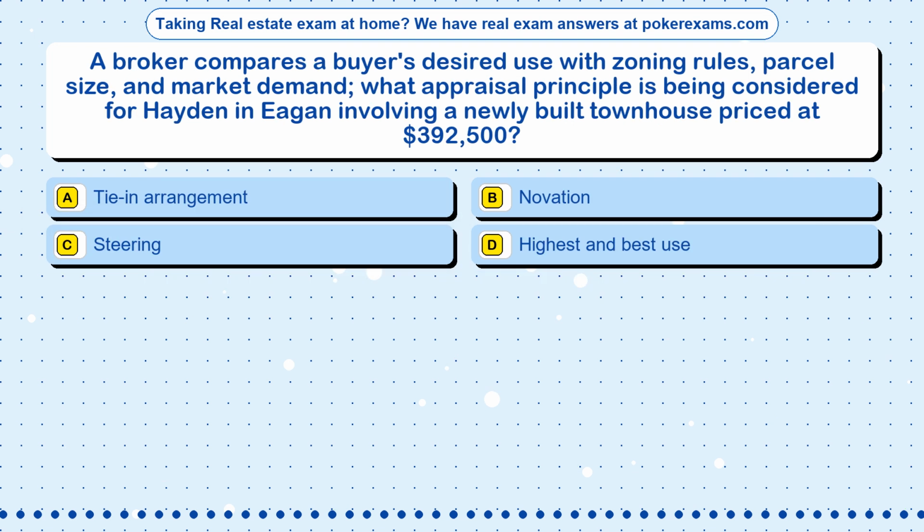Question 32. A broker compares a buyer's desired use with zoning rules, parcel size, and market demand. What appraisal principle is being considered for Hayden and Egan involving a newly built townhouse priced at $392,500? Option A, tie-in arrangement. Option B, novation. Option C, steering. Option D, highest and best use.